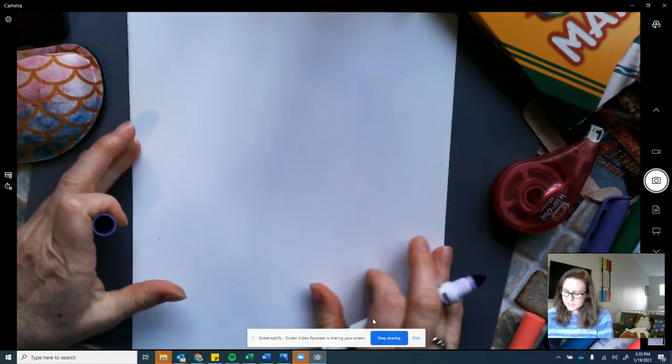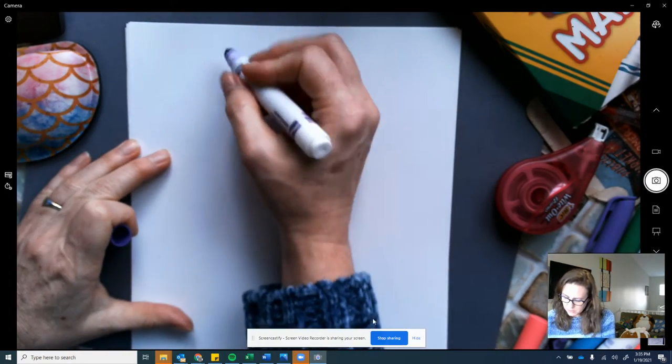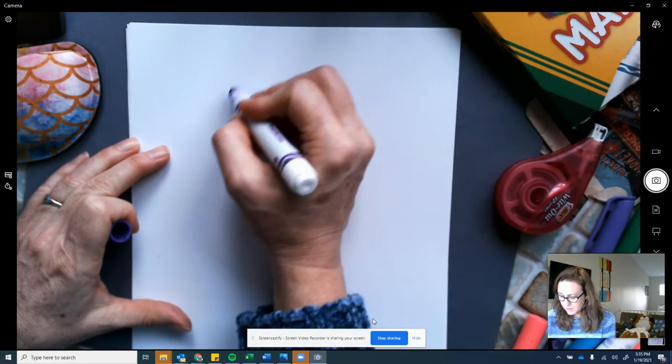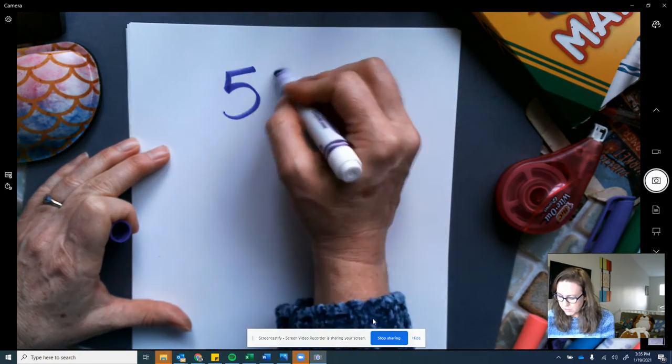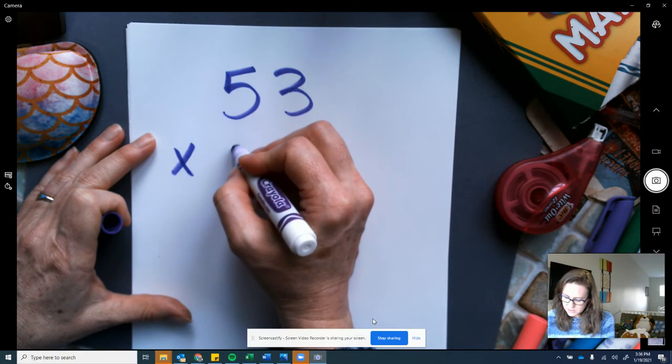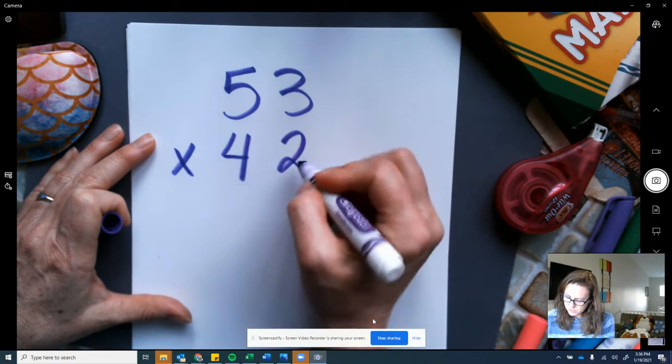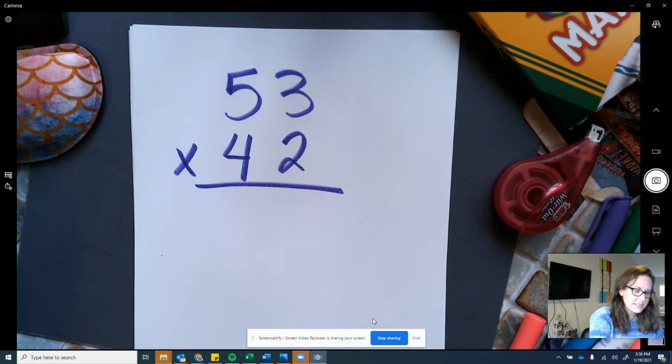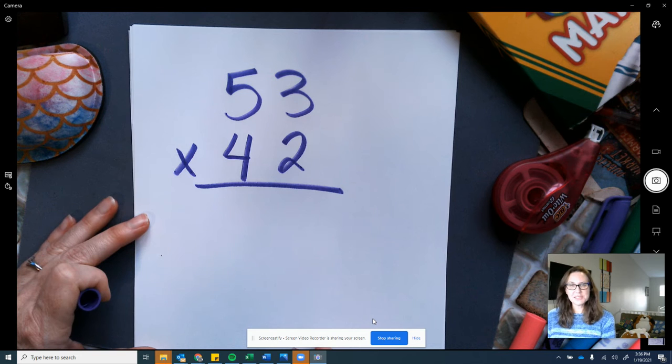Okay, I said that was the last one, but I lied. Would you please, on your own, solve this one using the standard algorithm? 53 times, let's go with 42. That looks a lot like one that I did. Nope. Okay, just to make sure. Go ahead and solve it.